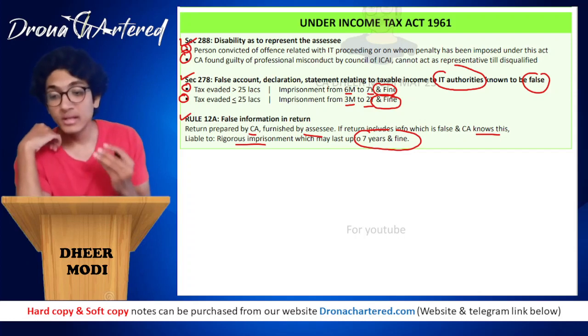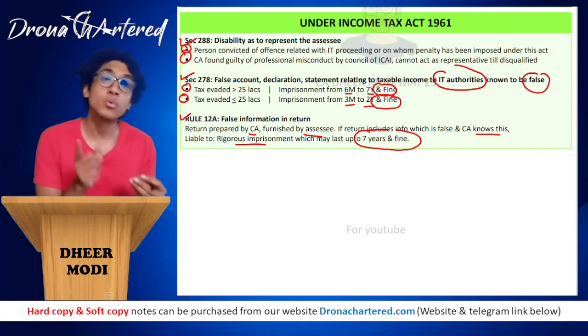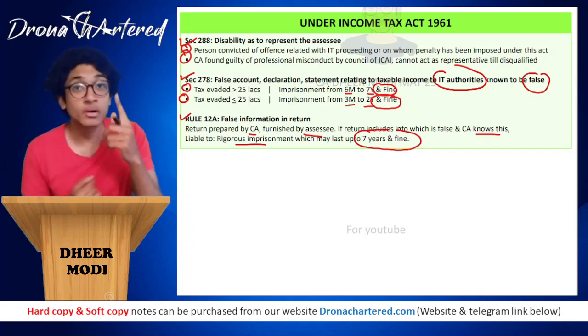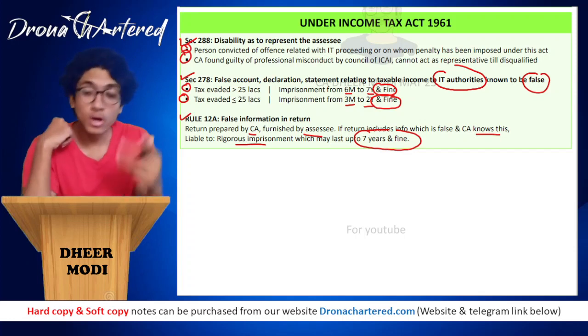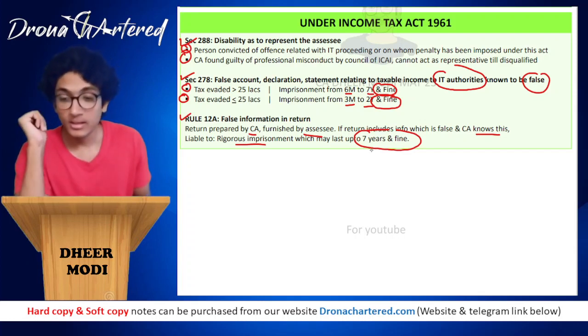Okay, so if there is any false information in any return which is prepared by the CA and the CA knows that this information is false, he will be liable to rigorous imprisonment along with fine, and this imprisonment will last up to 7 years.